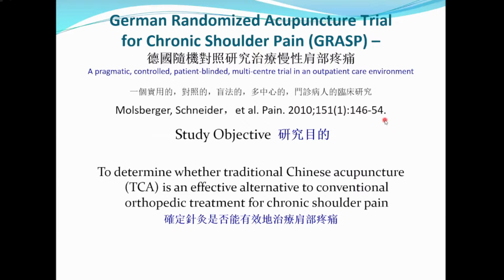Then another study was published by a German research group, Mausberg's group, a group of orthopedic doctors. They used a randomized clinical trial as a programmatic study. They wanted to determine whether traditional Chinese acupuncture is an effective alternative to conventional orthopedic treatment for chronic shoulder pain. The paper was published in the well-known journal called Pain.